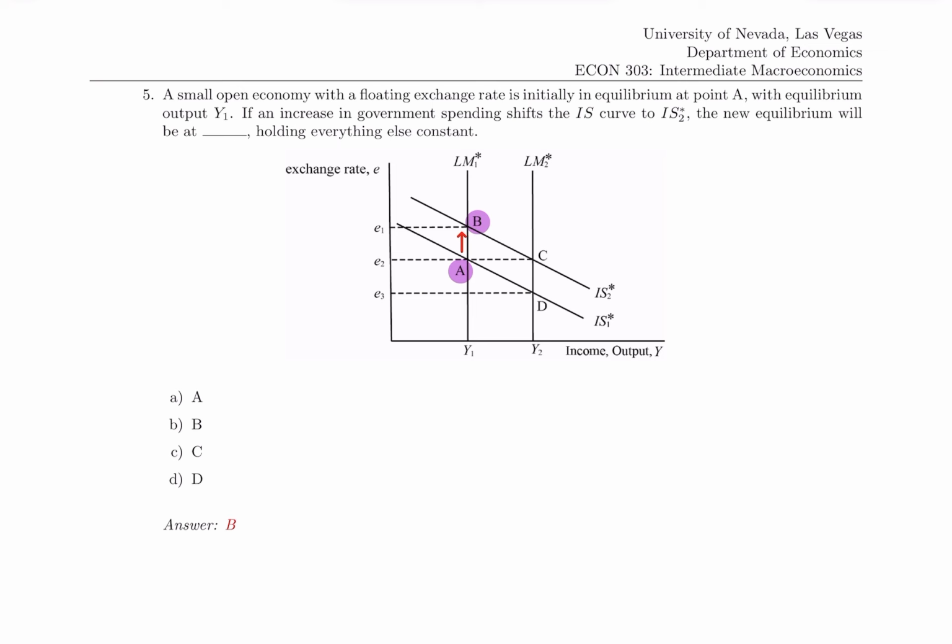The new equilibrium is at point B, where IS star 2 intersects LM star 1. Result at point B: the exchange rate E appreciates and output Y stays the same. The answer is B, point B.